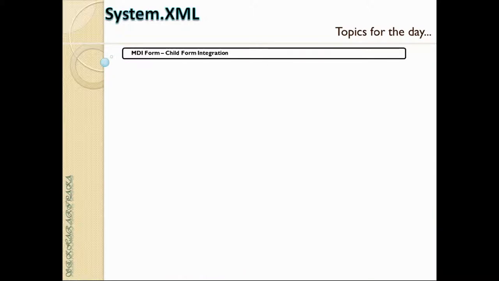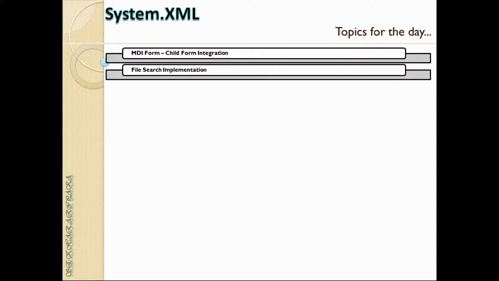We also covered the MDI form with child form integration, continuing the previous examples that we have done on MDI form and child form integration. And we saw the file search implementation, extending the recursive file directory search from the previous session to implement a real-time usable file search, which can take a search key, look up all the TXT files within the given file system path, and point to all those files which contain the matching search keyword.